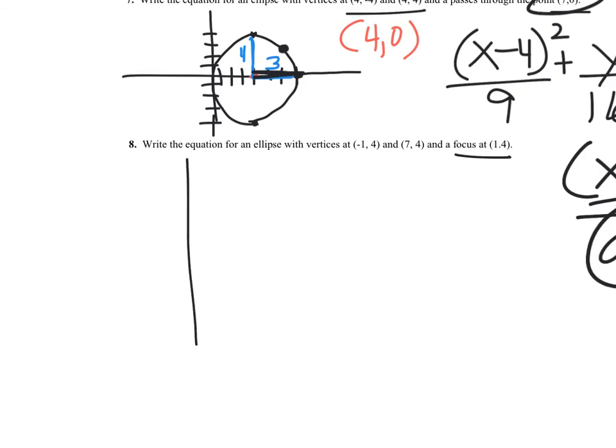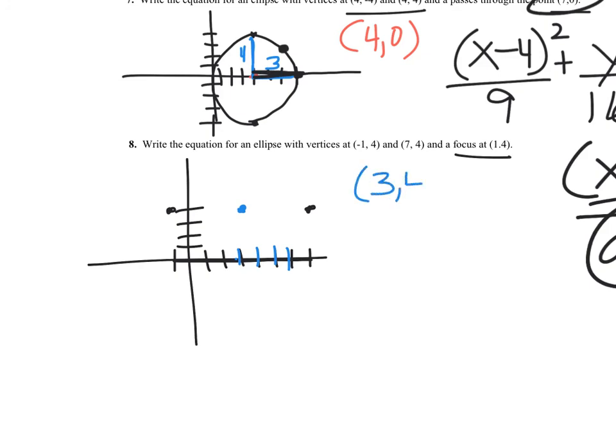So first, let's start by figuring out where our center is. So this is -1, 1, 2, 3, 4, and then positive 7. 1, 2, 3, 4. So those are our vertices. I like to think of this as a total distance of 8 here, right? -1 to 7. So the middle would be 4 away from both of those. So I could just count 1, 2, 3, 4. So that's where my center would be, at the point (3, 4). So (3, 4) is my center.